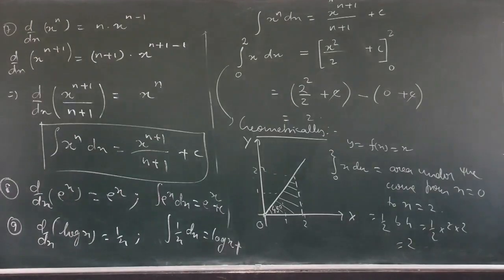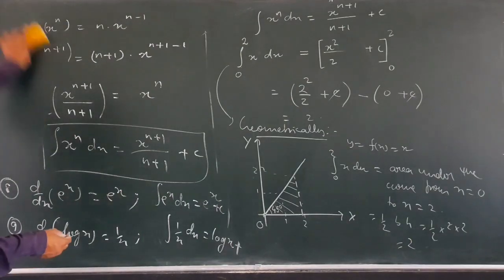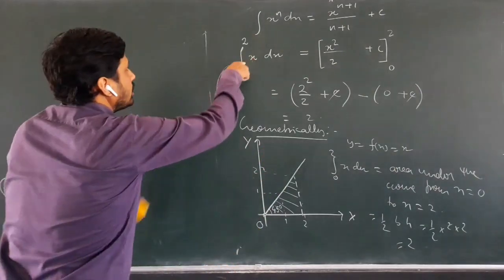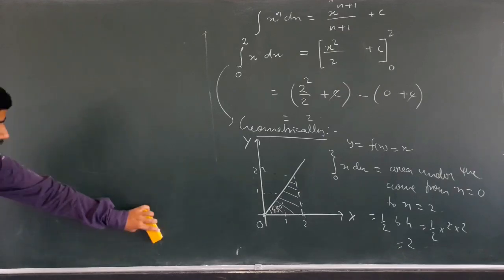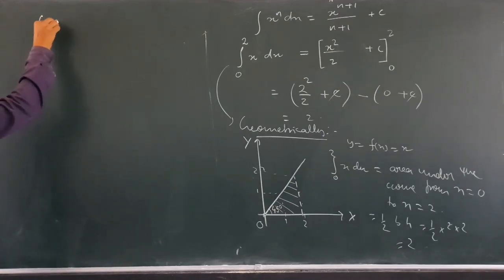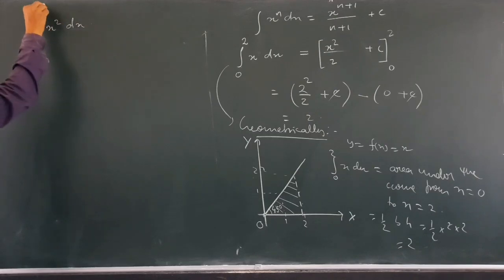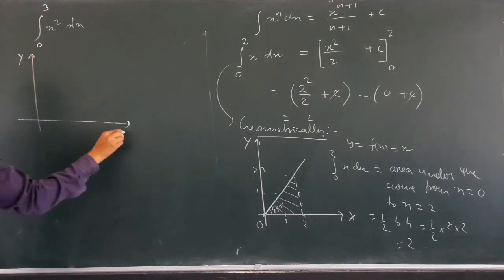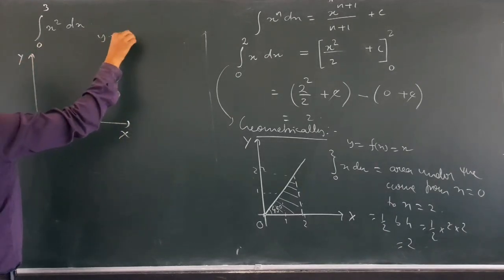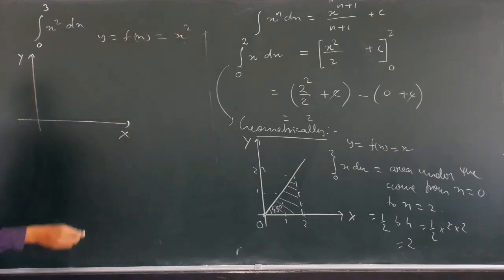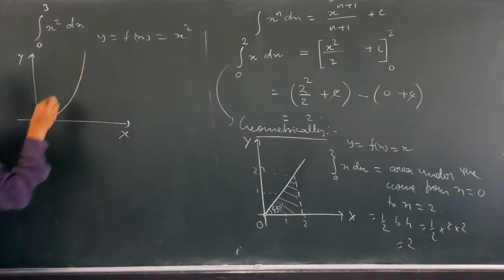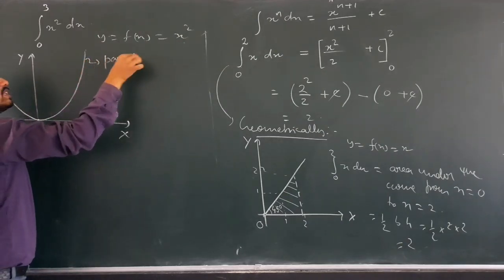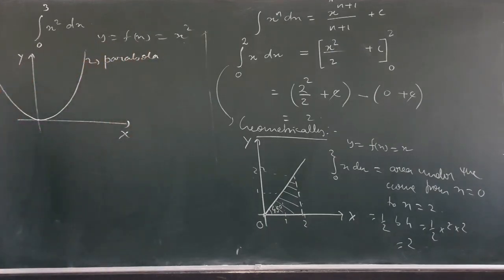Suppose instead of integration x dx, I give you integration x square dx from 0 to say 3. Then if you try to plot it geometrically, y is equal to f(x), and that f(x) is how much? x square. The x square graph will be something like this. This shape we call a parabola, about which you will read in detail in mathematics. So it will be a curve.